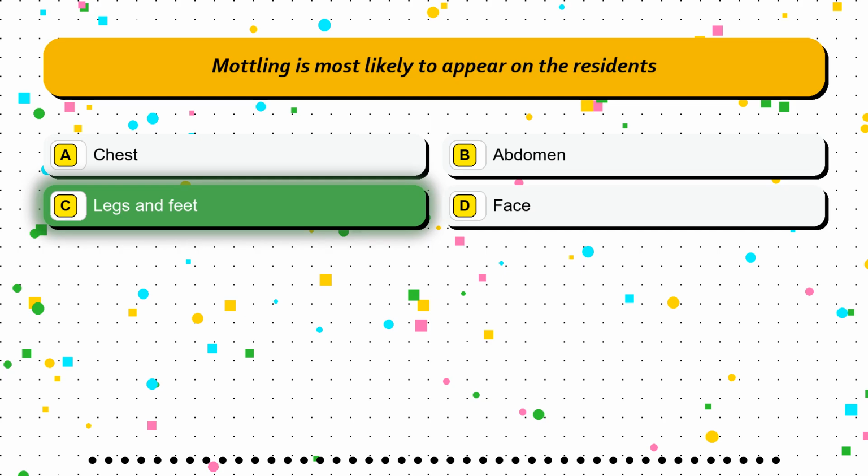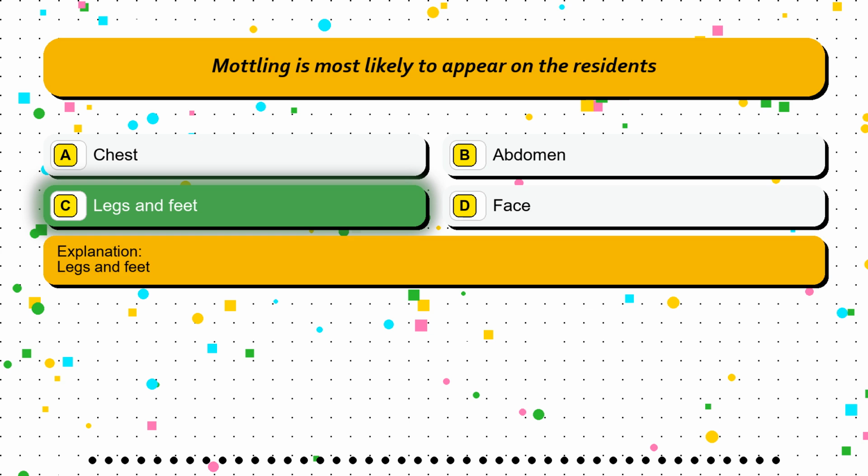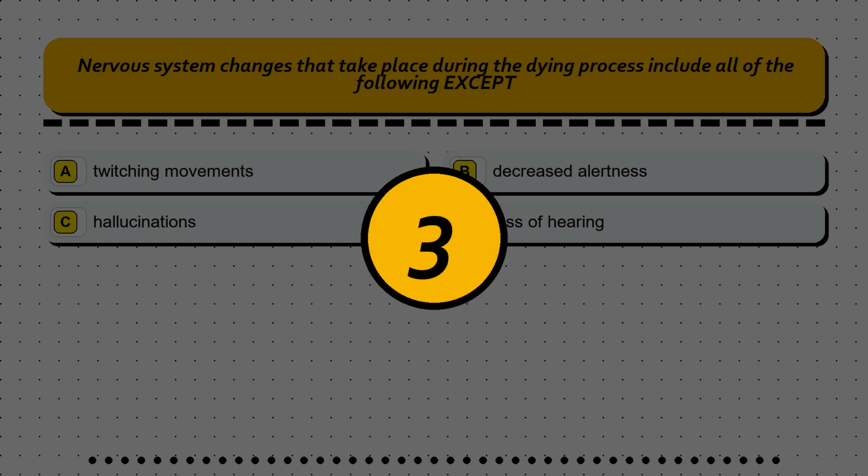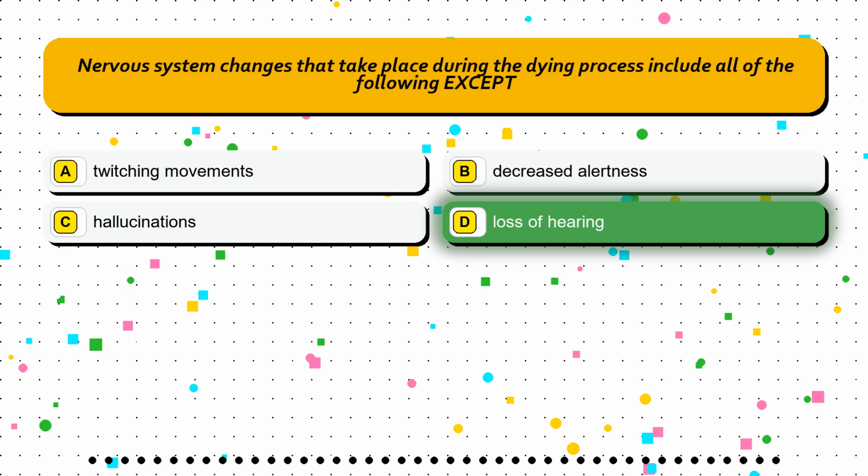The correct answer is option C, legs and feet. Question 32. Nervous system changes that take place during the dying process include all of the following except: option A, twitching movements, option B, decreased alertness, option C, hallucinations, option D, loss of hearing. The correct answer is option D, loss of hearing.